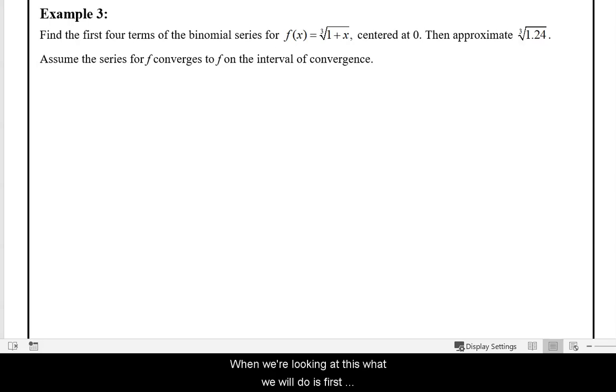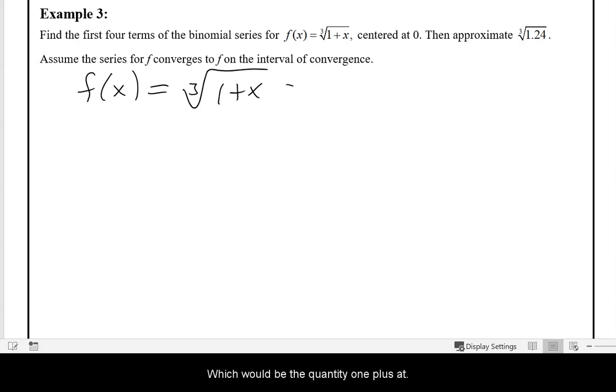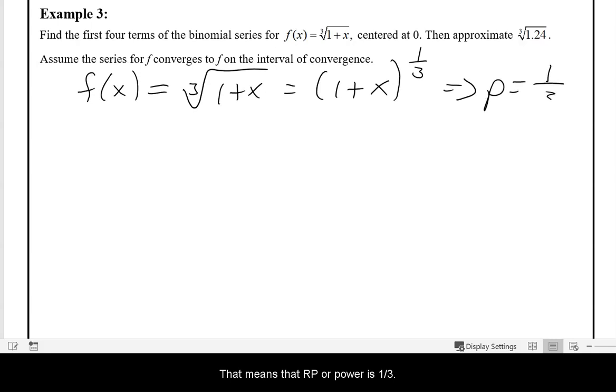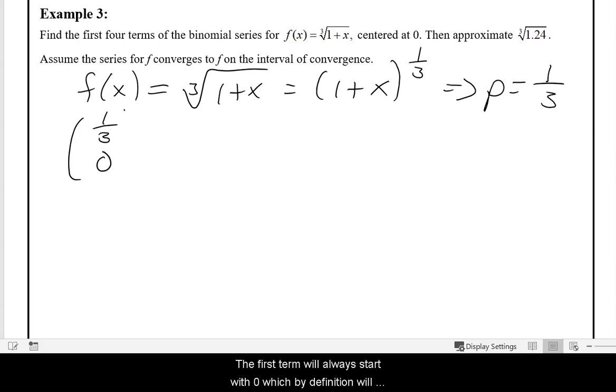When we're looking at this, what we will do is first compute the first 4 terms by finding the p choose k. In order to find p choose k, we must have p. That means we need to rewrite the cube root into a power form, which would be the quantity 1 plus x raised to the 1/3 power. That means that our p, or power, is 1/3. Now we will compute the first 4 terms. The first term will always start with k equal to 0, which by definition will always give us the number 1. We get that one for free.